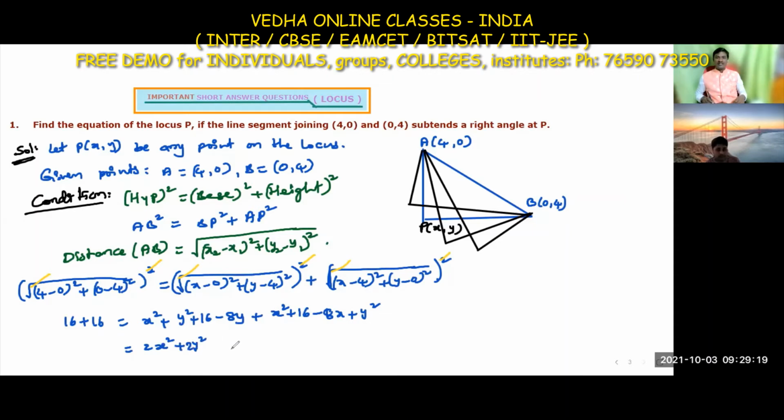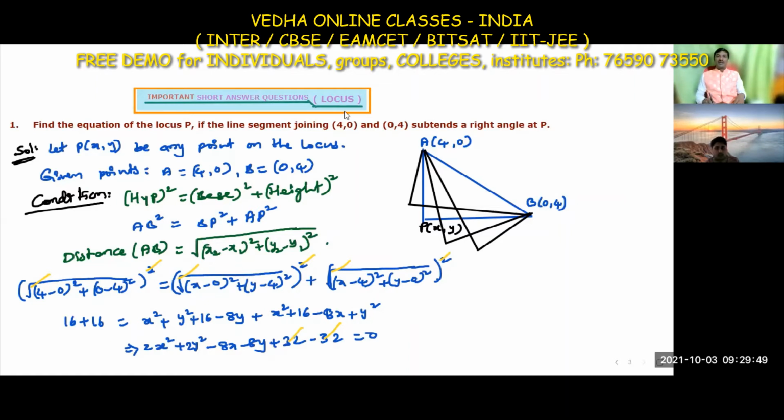Okay, 16 and 16 is 32, and before that I am writing minus 8x, minus 8y. Taking this equal to 32, we have 16 plus 16, 32. I am taking that 32 also to this side, then we get equal to 0. This implies we can cancel 32 and 32.